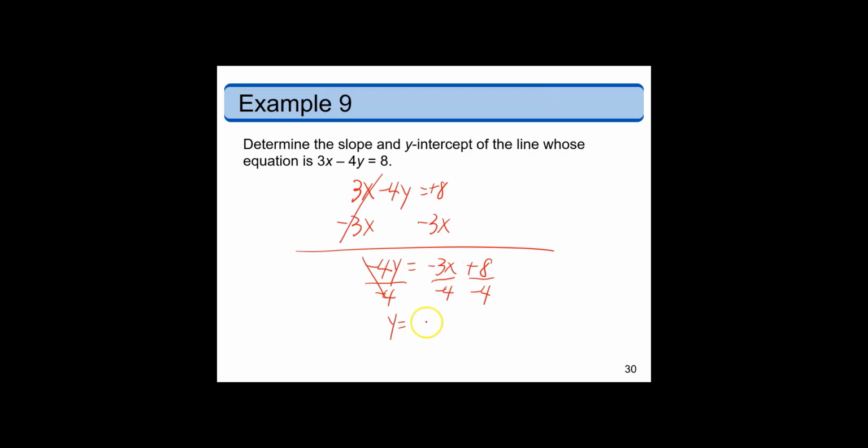Negative 4 gets cancelled, so y is by itself. Negative 3 over negative 4 is 3/4 of x. Plus, negative 8 divided by negative 4 is 2. So from there, we know the slope equals 3/4 and the y intercept b equals 2. By isolating y, we get to the slope and y intercept using some algebra.